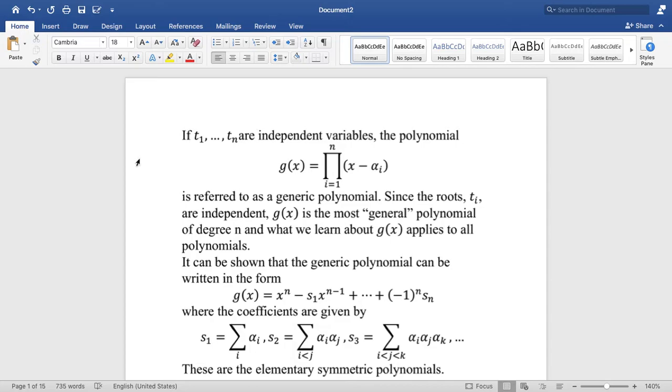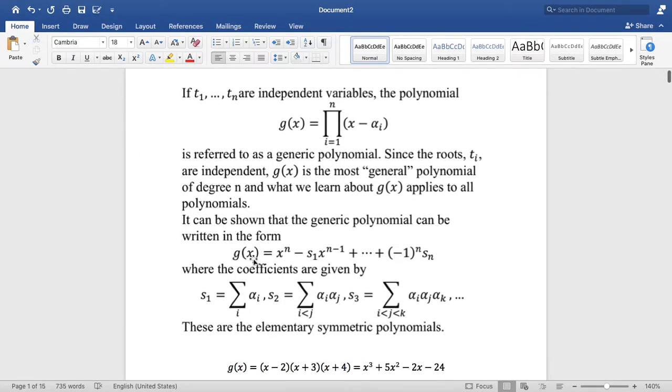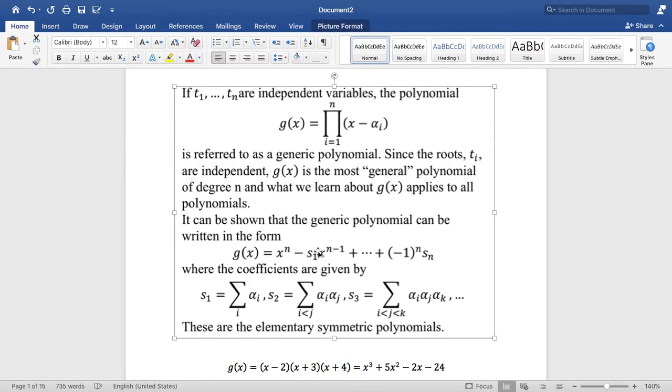So let's begin. First of all, a general polynomial is just the product of x minus the roots of that polynomial. So a general polynomial can be written as g of x is equal to x to the power of n minus s1 times x to the power of n minus 1, plus or minus, all the way up to the constant term, which is negative 1 to the power of n times sn, where all these s's are the coefficients, and you can write them in the following way.